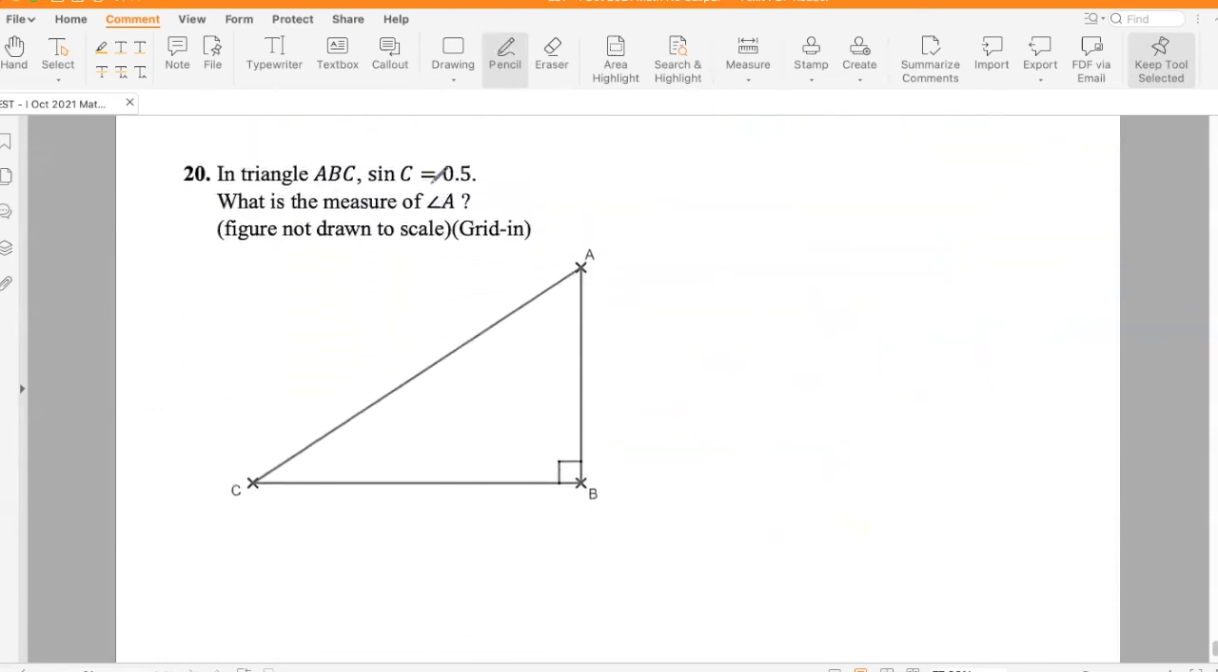In triangle ABC, sine C is 0.5. What is the measure of angle A? So if sine C is 0.5 and this angle is 90 degrees, then we know that sine 30 degrees is 0.5, right? So this is 30 degrees. So A has to be 60 degrees.